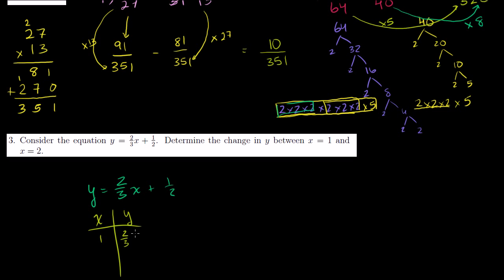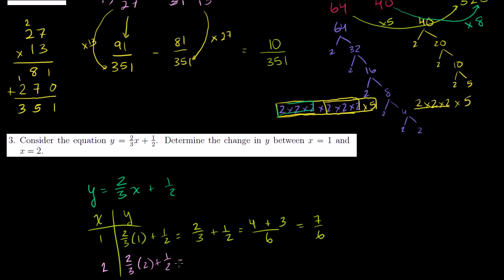It's 2 thirds times 1 plus 1/2, which is equal to 2 thirds plus 1/2, which is equal to a common denominator of 6. 2 thirds is 4/6. Multiply both of them by 2. Plus 1/2 is 3/6. So this is equal to 7/6.